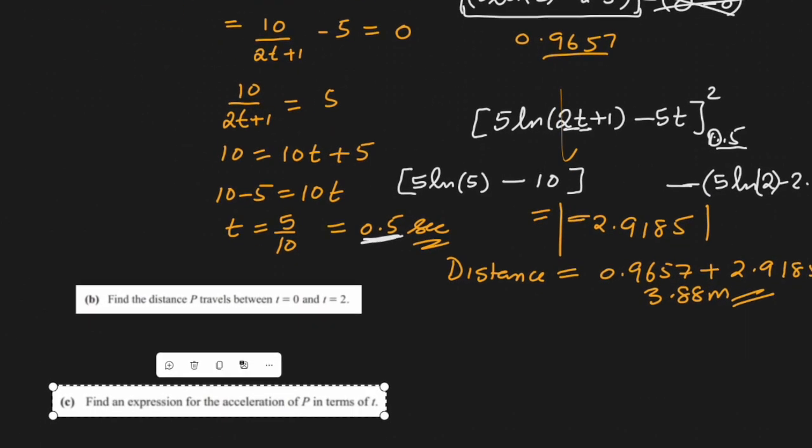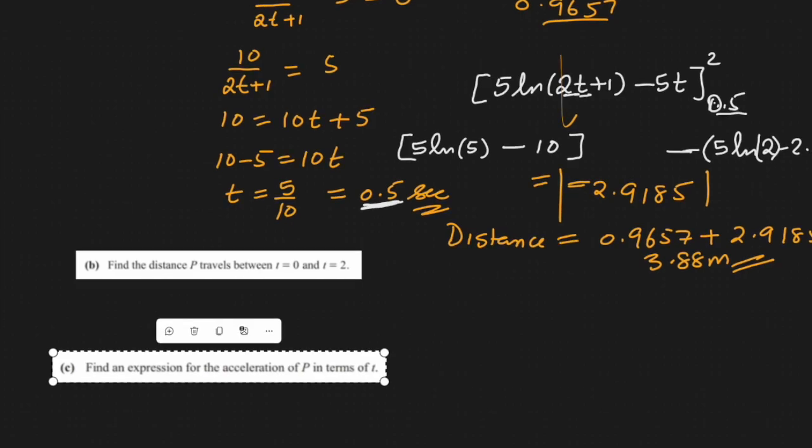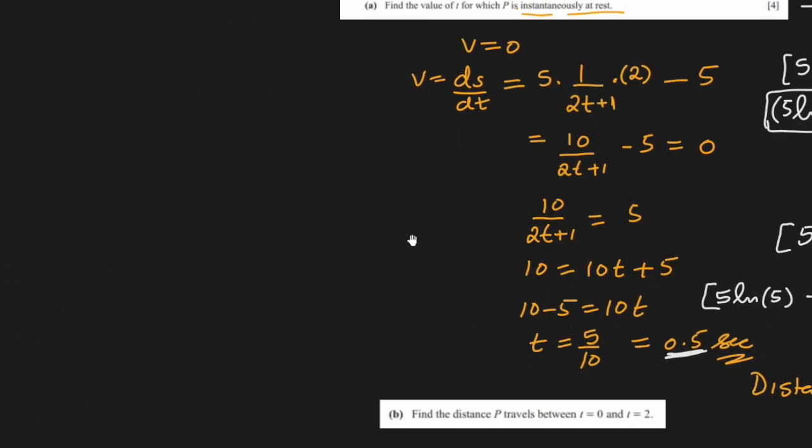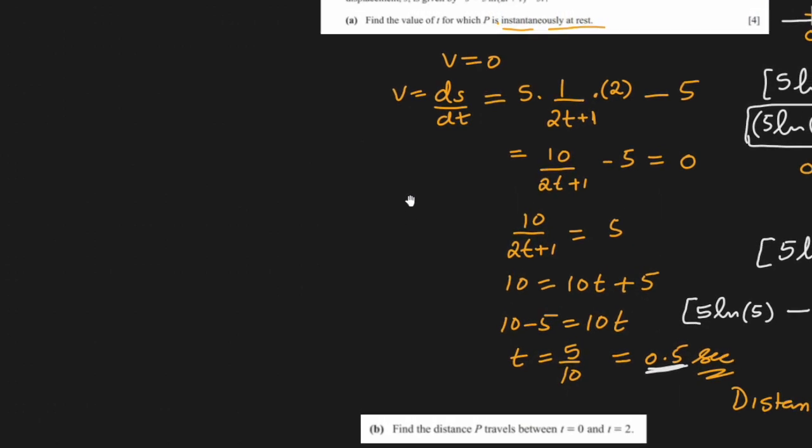We have another part. Find an expression for acceleration of p in terms of t. Since we already know velocity, here we can find acceleration also. So let me write it here. Acceleration is dv over dt, the rate at which velocity is changing. So v is equal to this, right? So I will just differentiate this. Just we'll focus on this.